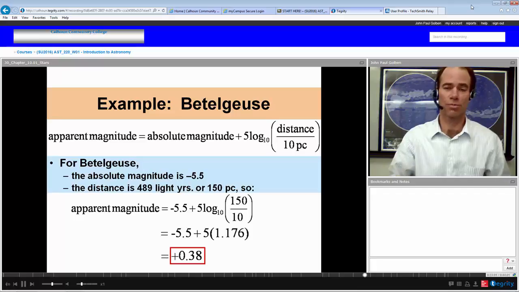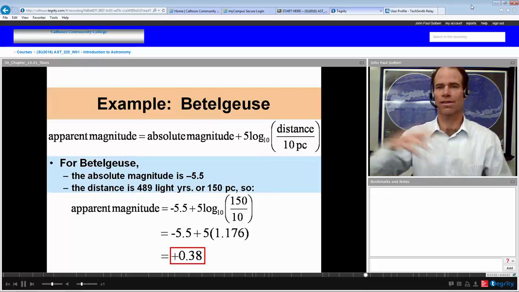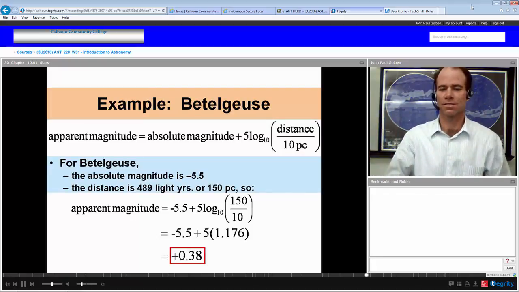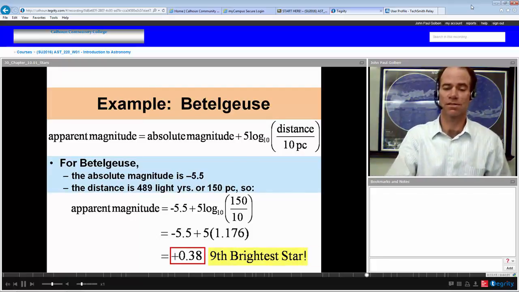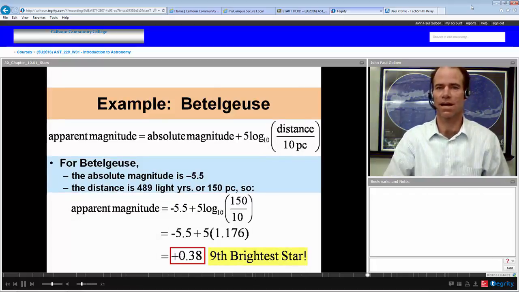Still pretty bright, and that's on the order of 0, which is brighter than that magnitude scale when it was first set up, 1 to 6. So that makes Betelgeuse one of the brighter stars in the sky. In fact, it's the ninth brightest star in the sky, and it's really one of the most visible stars because it's on the edge of the constellation Orion.